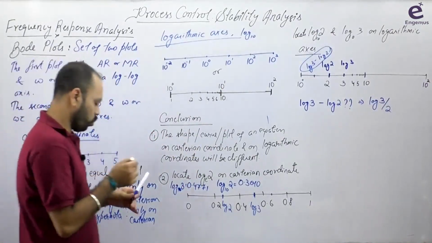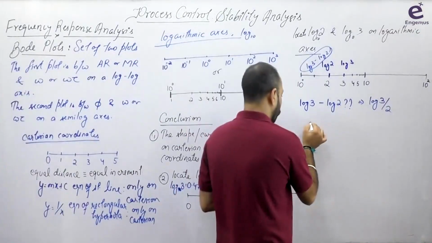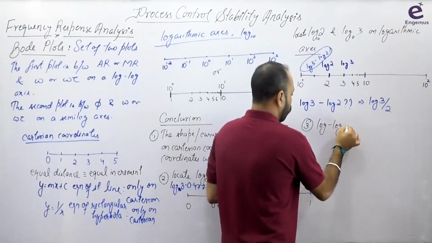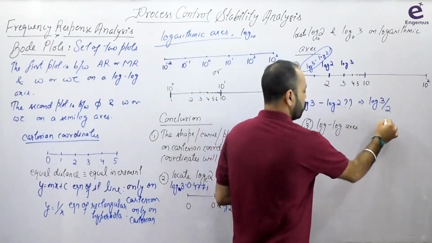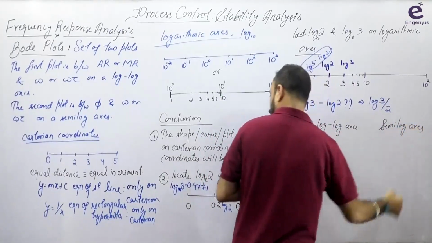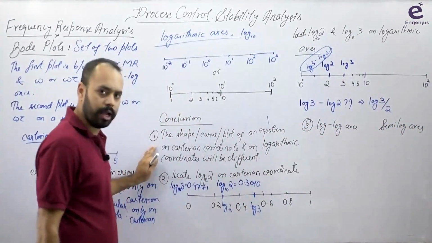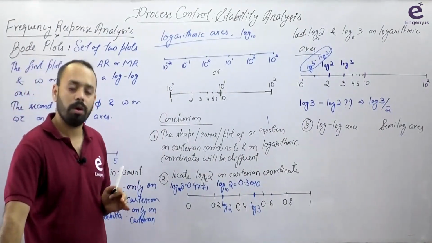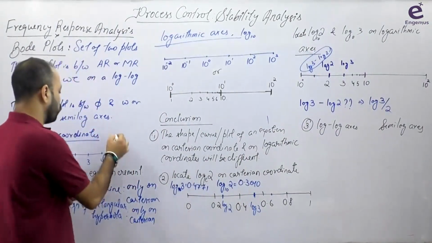Now the third conclusion is, what is the meaning of log axis and semi-log axis? First of all, please understand this, it will be useful later. Suppose y equals e raised to the power x. You know what the nature of the curve is. The curve is this.